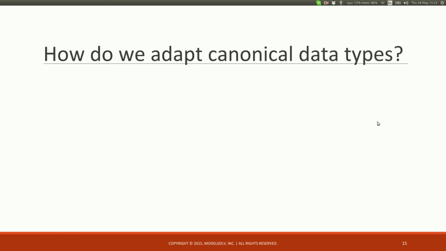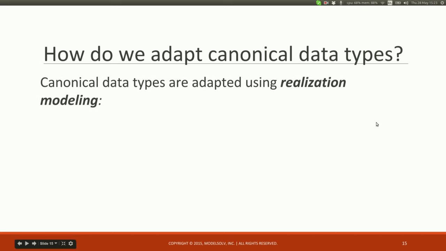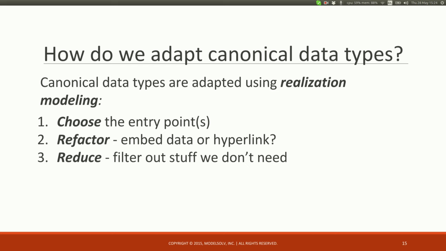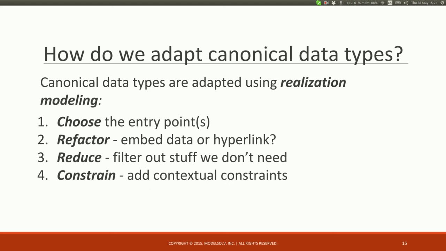Right, so how do we go about adapting the canonical data types? Well, canonical data types are adapted using something that we call realization modeling. The first step is to choose the entry point or points for the API in the canonical data graph. Make a decision about what resources we want to expose in our API. Then we're going to refactor. We're going to get the right balance between embedding data and hyperlinking between resources. Then we're going to reduce. We're going to filter out everything that we don't actually need. And then finally, we're going to constrain. We're going to add contextual constraints where these are needed.